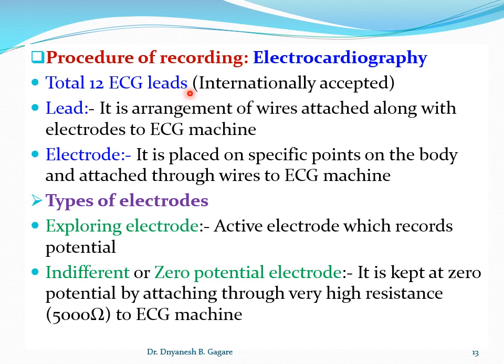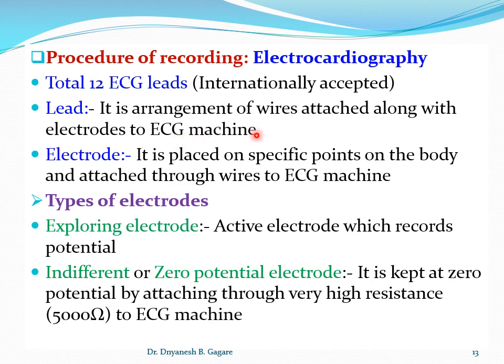First see what a lead is. There are a total of 12 leads under which you can record the ECG. And what is meant by the lead? It is nothing but an arrangement of the wires. It is an arrangement of the wires attached along with the electrodes to the ECG machine.